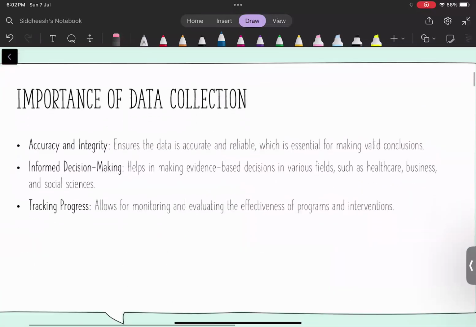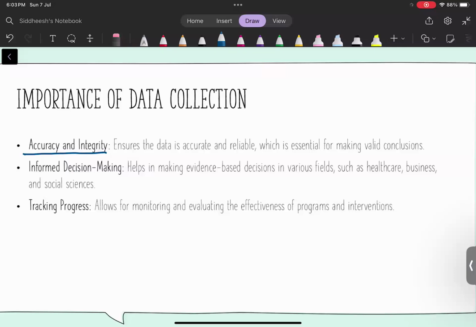Now, what is the importance of data collection? It will help you with accuracy and integrity. It will ensure that the data you are collecting is accurate and also reliable. How do we find whether data is reliable or not? Suppose someone is collecting data and entering it in the master sheet or Excel. Now I notice that some mistake is there in some data. I can cross-check with the data you have collected. That is the accuracy and integrity of data.